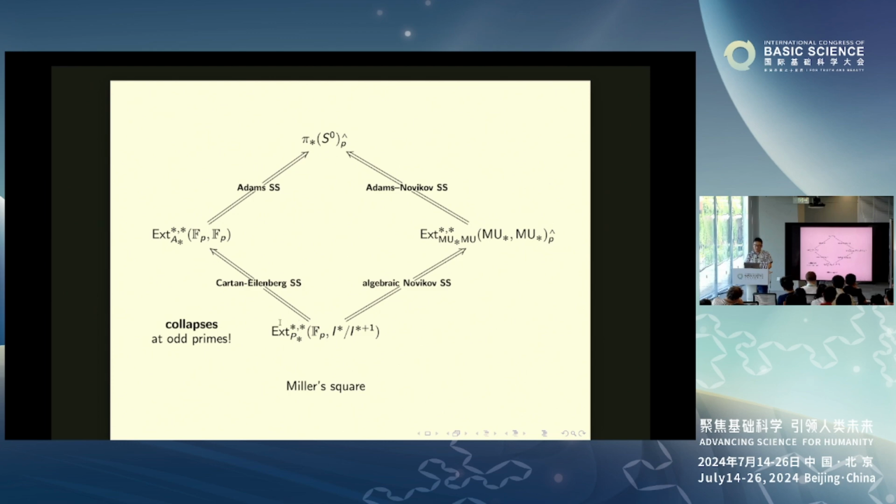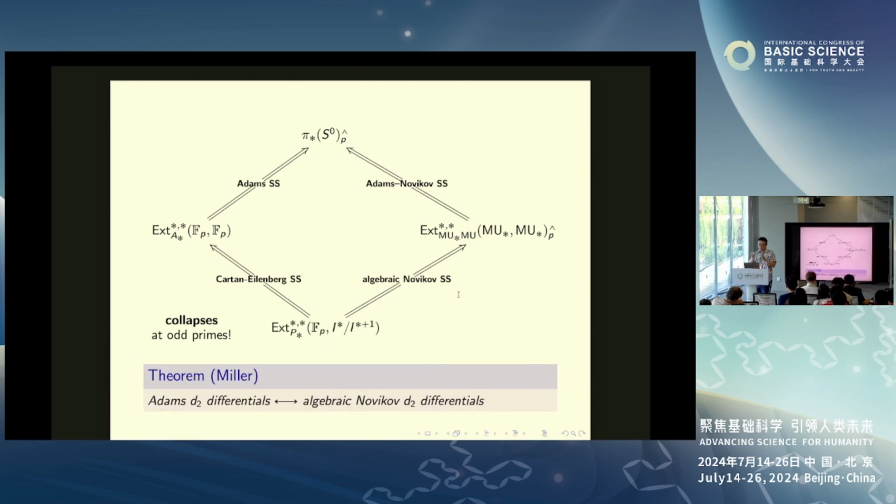They start from some Ext group. They converge to Ext groups. We can even make computer programs to compute all the differentials in these two spectral sequences within any reasonable range. But by developing this Miller square, Miller was able to deduce purely Adams d2 differentials in here from purely algebraic data. So later on, we were able to use motivic homotopy theory to generalize this theorem.